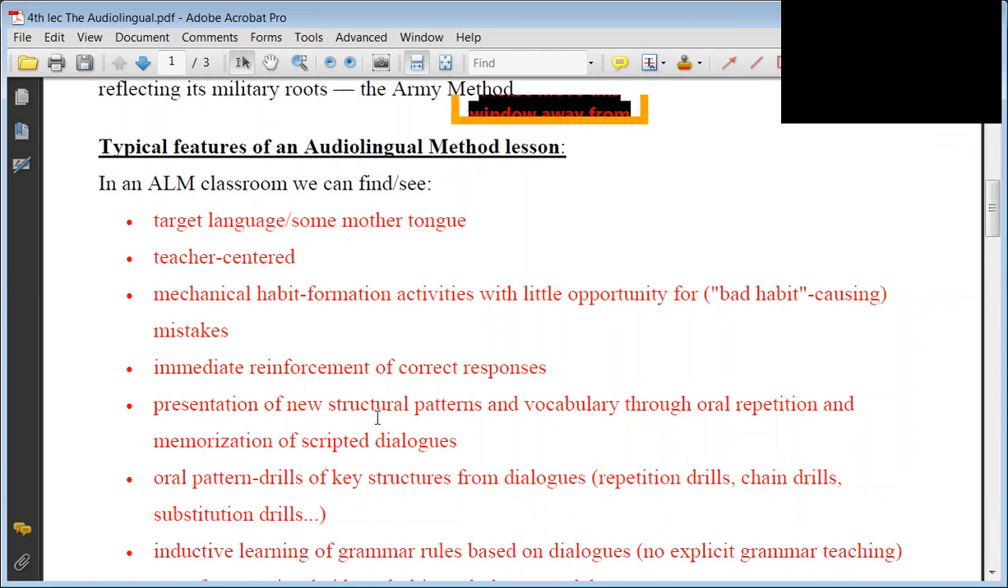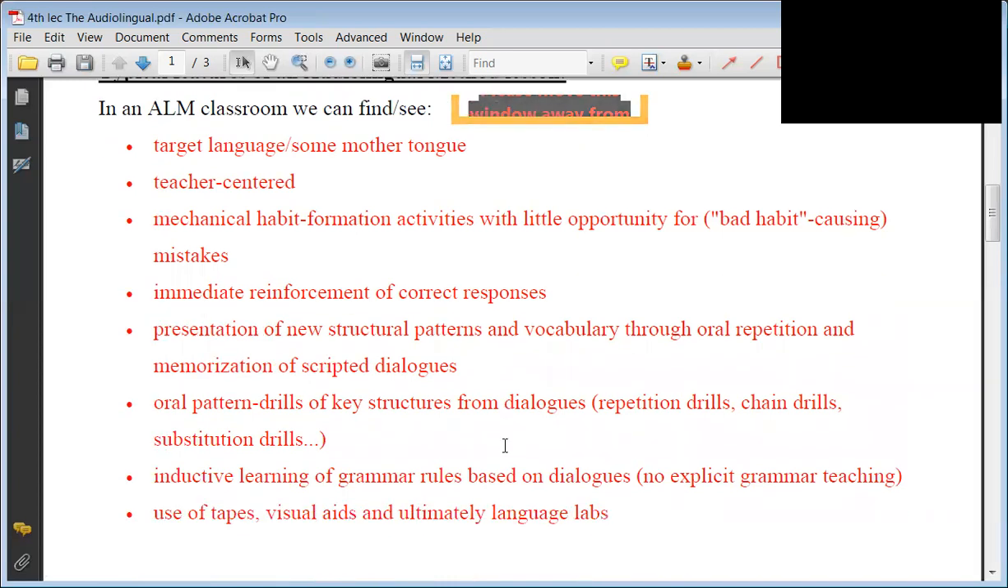Presentation of new structural patterns and vocabulary through oral repetition and memorization of scripted dialogues. So as I've mentioned before, the grammar is not taught explicitly in this method, but within the patterns of sentences they are practicing. يعطونهم الستركتشر فيعيدها ويكررها يبقى يعني يستخدم هذا الستركتشر اوتوماتيكلي بدون ما يفهمه من كثر التكرار لهذا الستركتشر. كذلك المفردات يكررها ووسائل الايضاح يفهم معناها بدون ما يستخلصها او يستخرجها من الجمله.